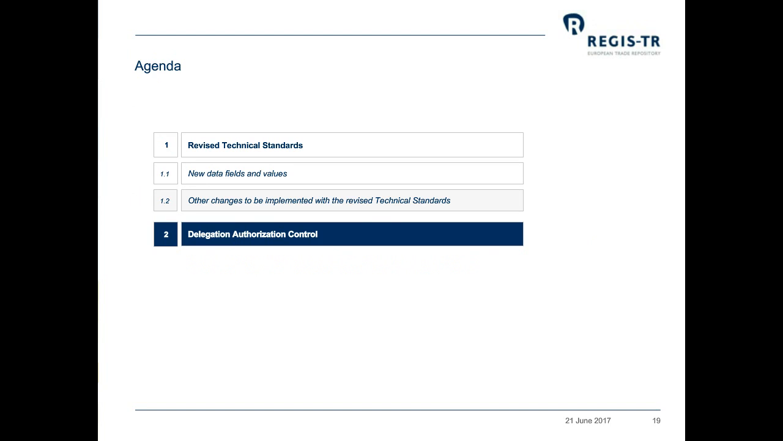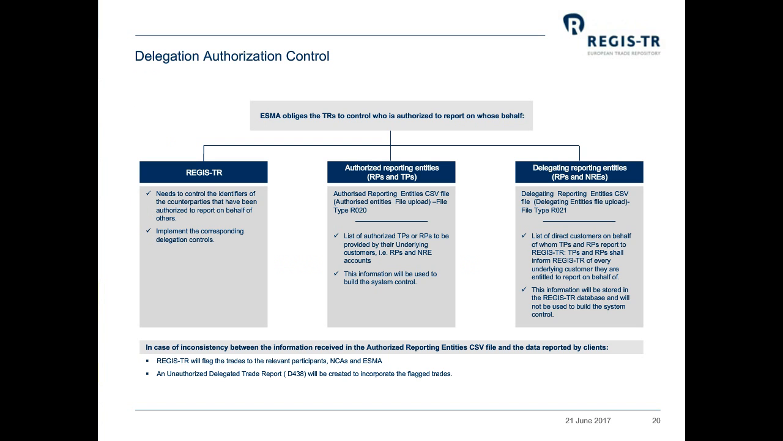We are going to enable as well the unauthorized delegated trade report, which is going to be the D438, and we will create it to incorporate all the flagged trades for clients. So this will be an end-of-day report, and all the participants which are involved in those trades will receive this report at the end of the day. So these are the main points for this delegation authorization control.